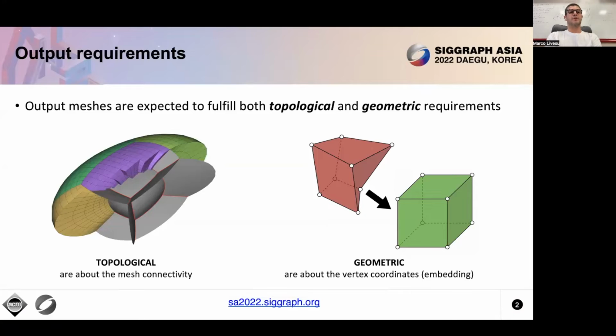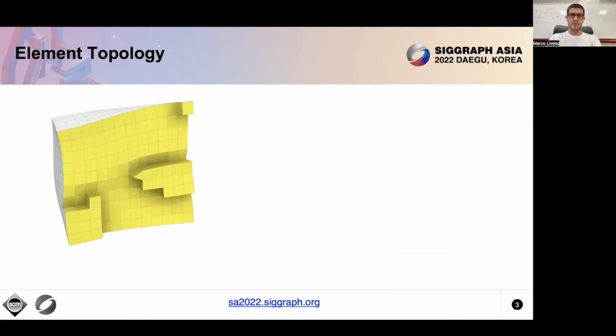Okay, so output hexahedral or hex-dominant meshes are expected to fulfill both topological and geometric requirements. In particular, topological requirements are about the mesh connectivity, so how the vertices are connected to one another to form the volumetric cells. And the geometric requirements are about the vertex coordinates, so the XYZ coordinates, which is what we typically call the embedding. So let's see first the topological requirement.